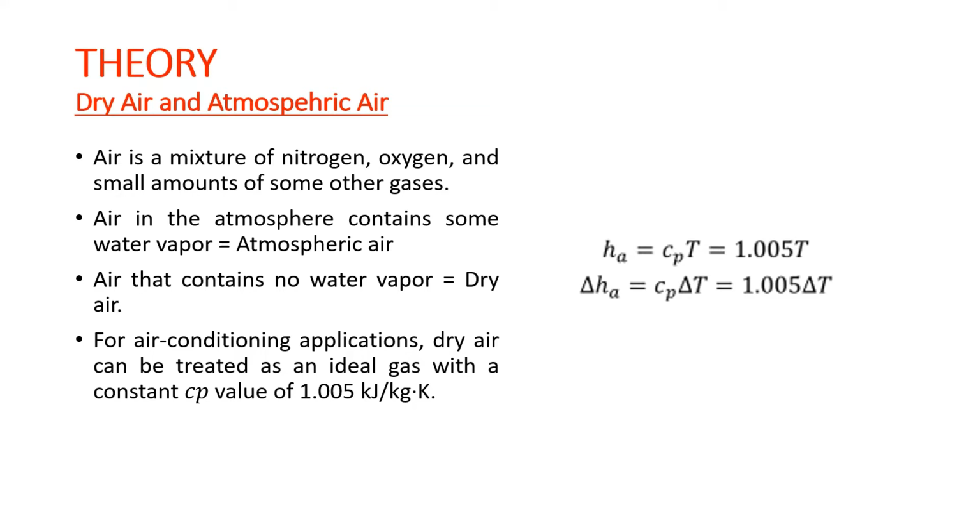Although the amount of water vapor in the air is small, it plays a major role in human comfort. Therefore, it is an important consideration in air conditioning applications. For air conditioning applications, dry air can be treated as an ideal gas with a constant Cp value of 1.005 kJ per kilogram Kelvin. Taking 0 degrees Celsius as a reference point, the enthalpy and enthalpy change of dry air can be determined from this formula that is on the right hand side.